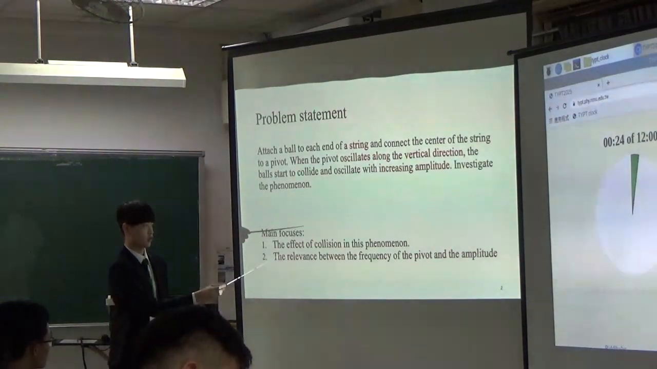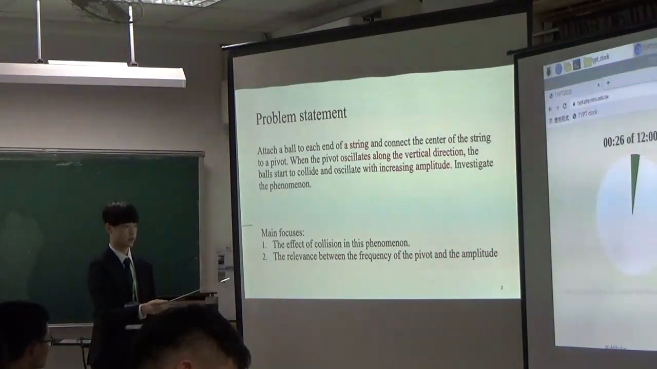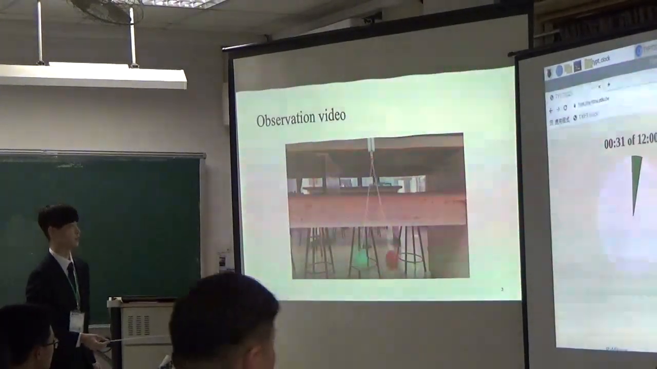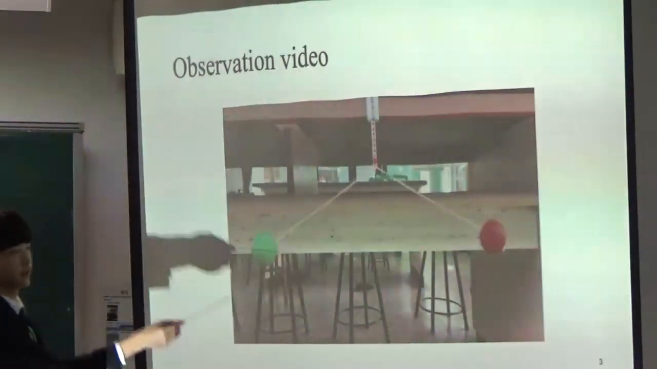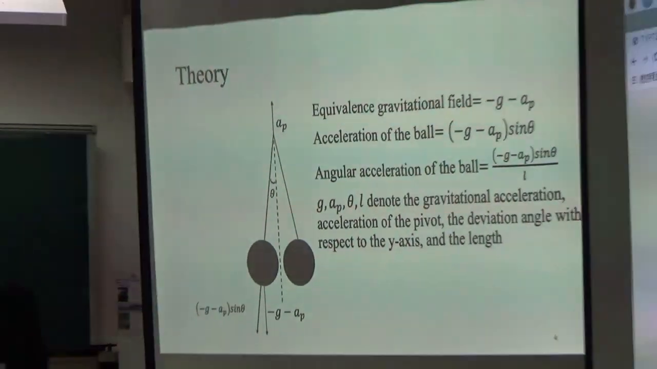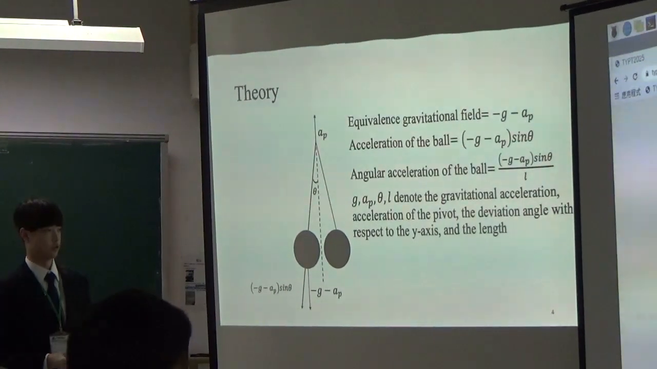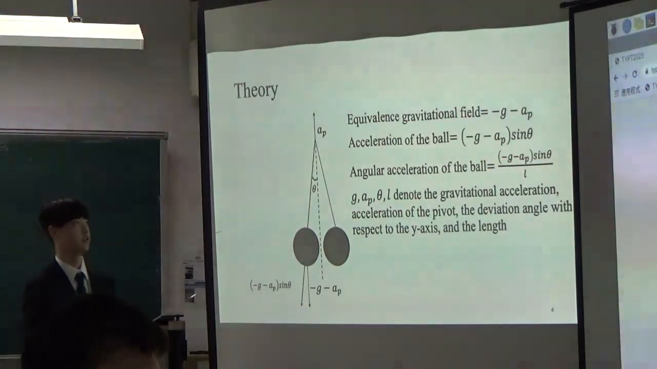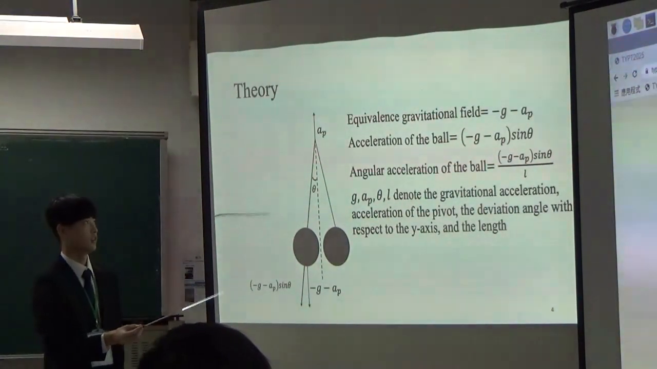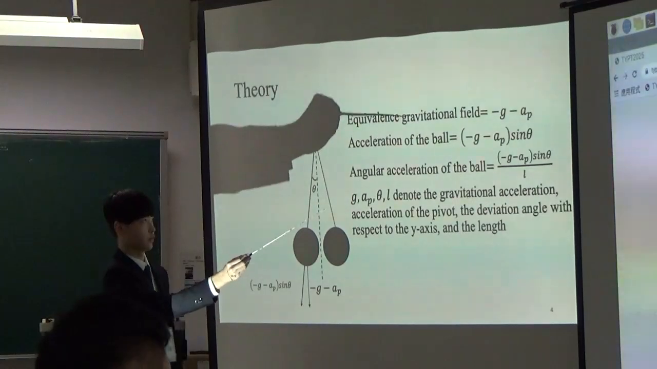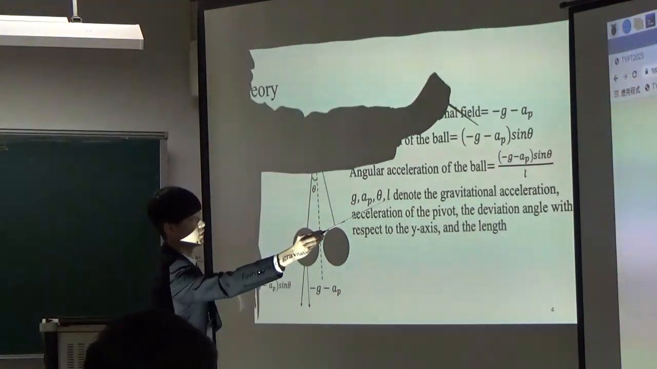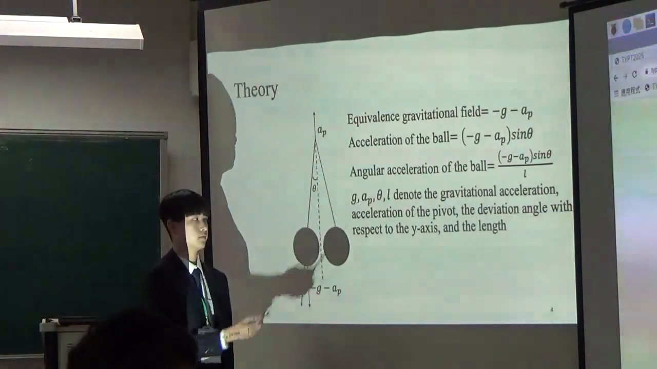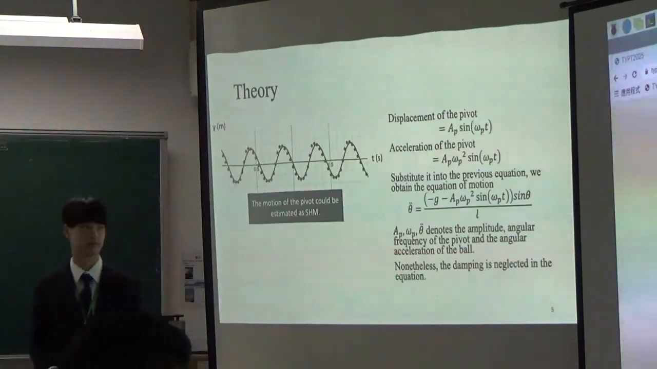These are the main focuses that I want to underscore. First, the effect of the collision in this phenomenon and the relevance between the frequency of the pivot and the amplitude. Let's take a look at the observation video. Here we can see the oscillating pivot and the increasing amplitude. It is possible to regard the pivot as the origin of the reference frame. So we can see the equivalence of gravitational field. And after this, we can calculate the acceleration of the ball, and trivially, this is the angular acceleration of the ball. And these are the notation.